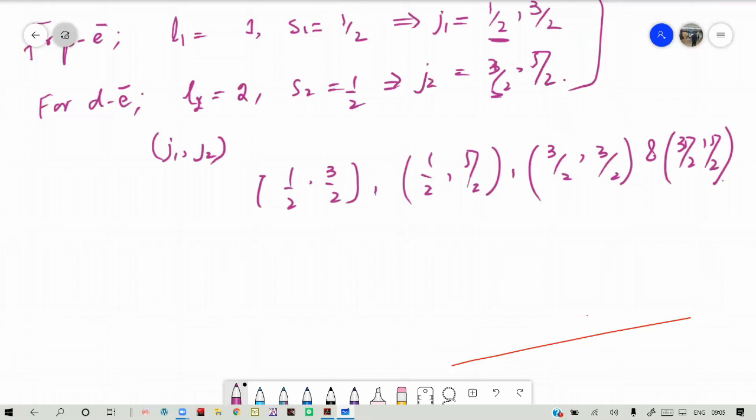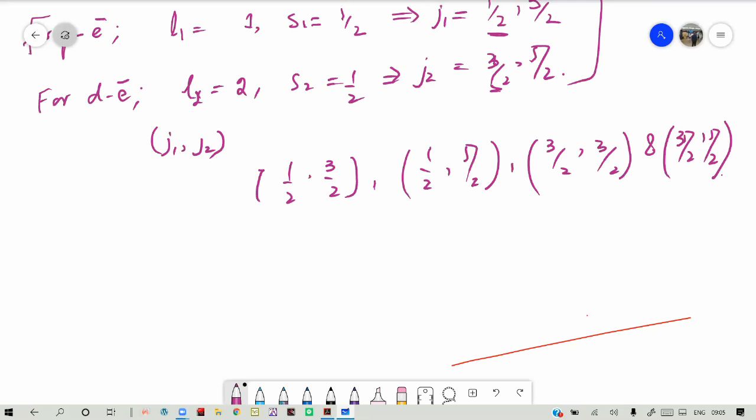So this is for the simple case of that from LS couplings. If you have any question, you can ask me, because when you write on the screen, it will disturb everything. So the possible combinations of J1, J2 as a result of spin orbit interaction.